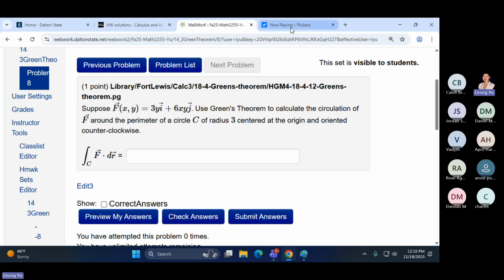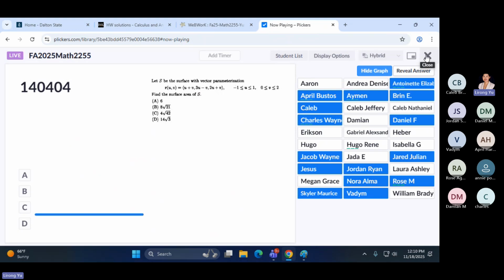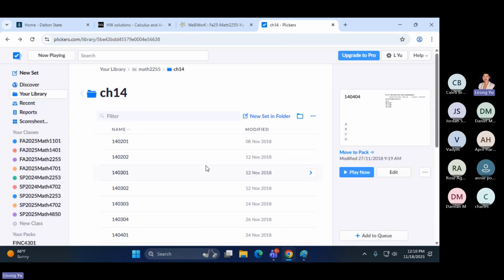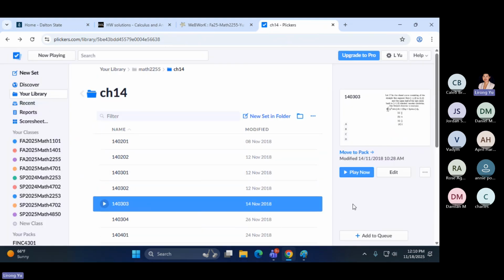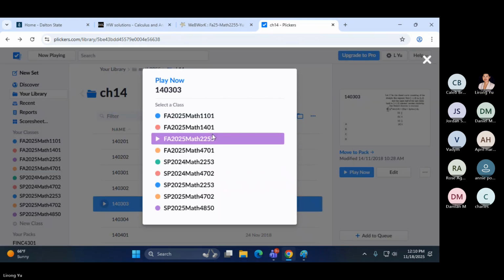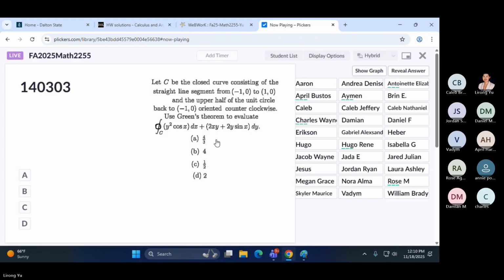Let me see if we have any new question for 14.3. We might have done all these questions. Right, maybe we try this question as the last question of exercise for today.